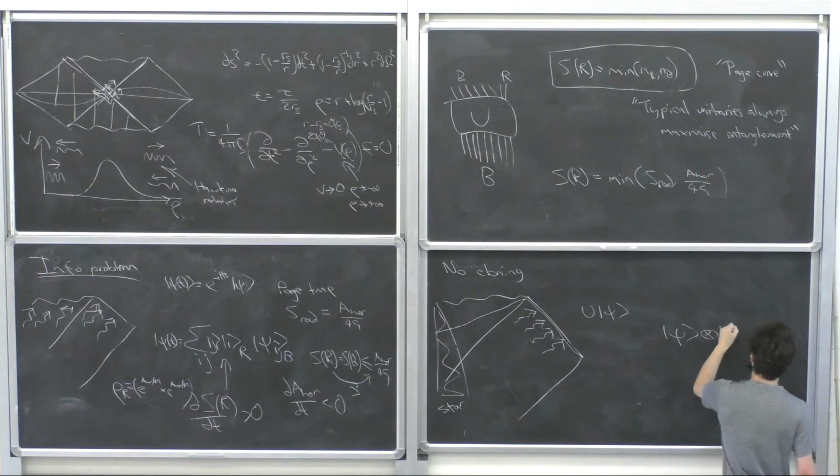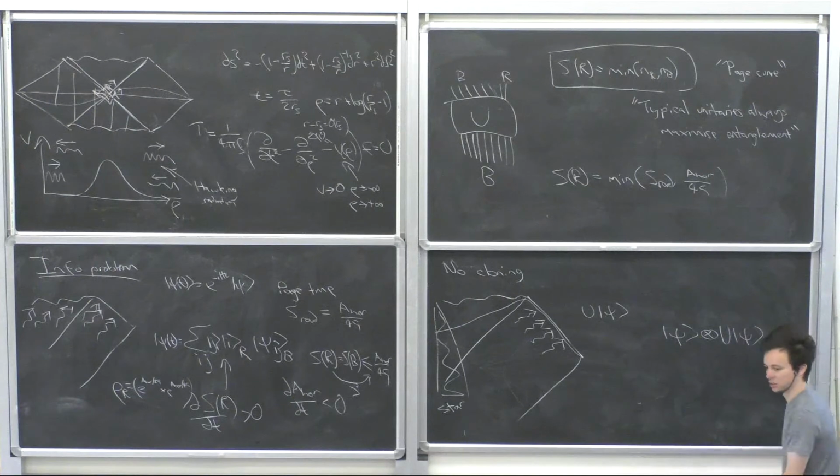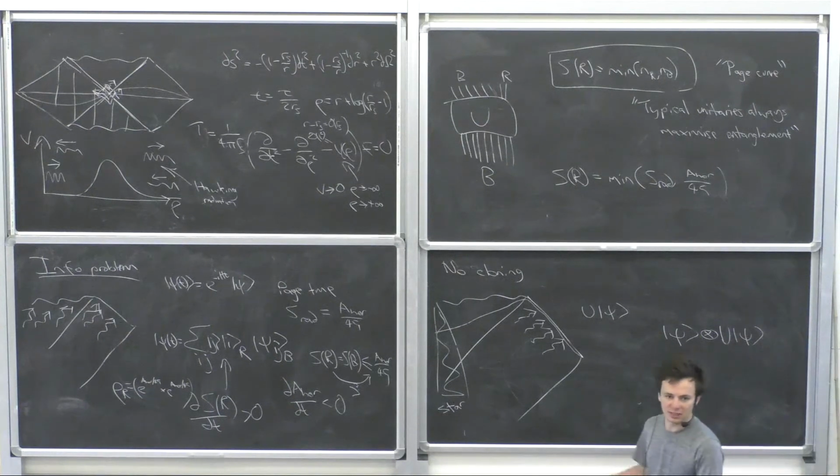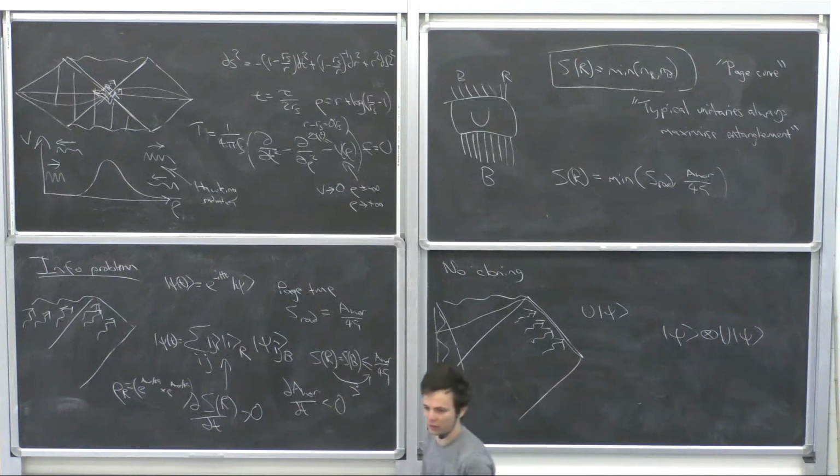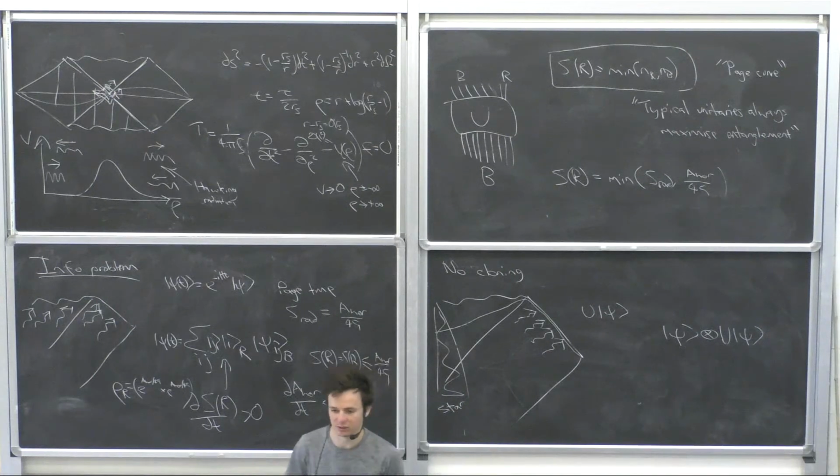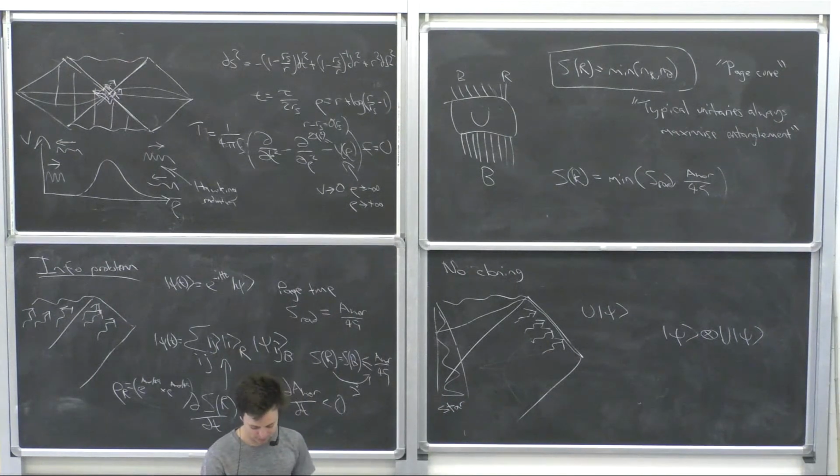So the full state is psi tensor U psi. But that's exactly what we just argued can't ever happen in quantum mechanics because it can't be linear in the state psi of the star. Okay?